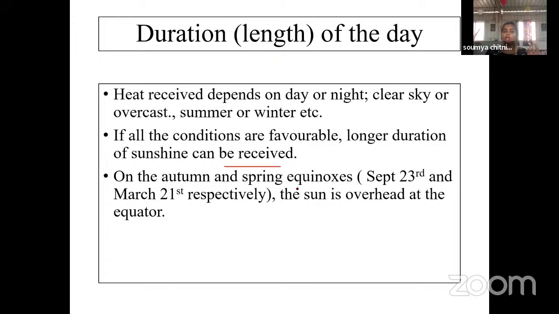On the autumn and spring equinox, equinox means day and night length will be the same, that is September 23rd and March 21st, the sun is overhead at the equator, and we have an equal amount of sunshine all over the world. Equinox means day and night will be the same all over the world, and we have summer solstice and winter solstice, where day length varies, right? That is also because of this one.